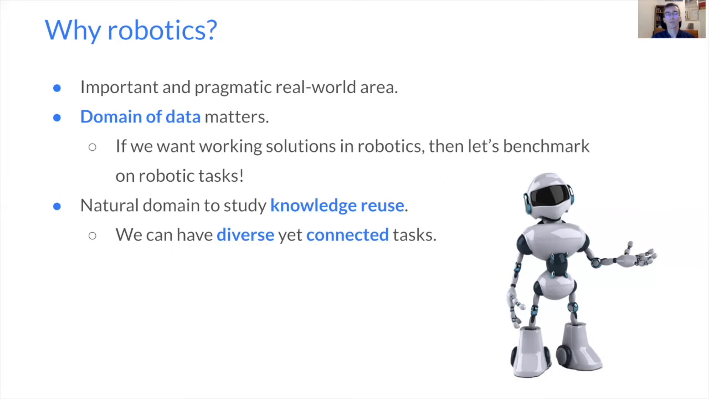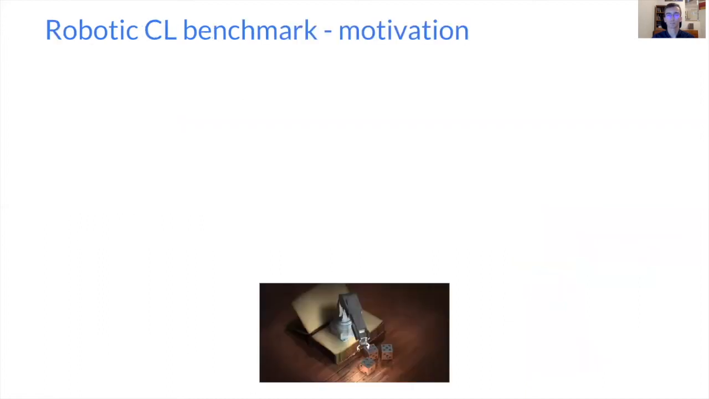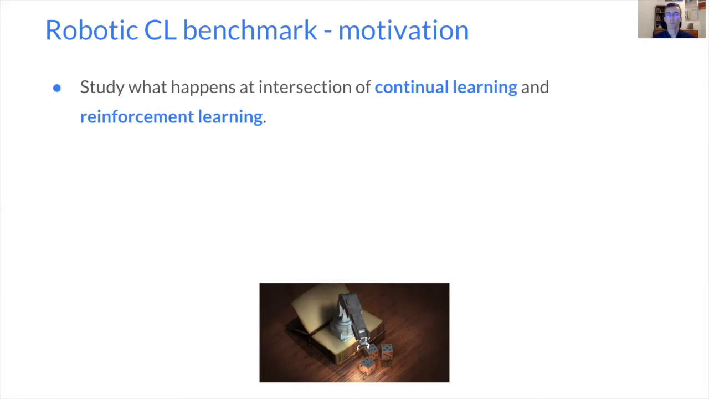This is because in robotics, we can have diverse yet interconnected tasks. So with this in mind, we wanted to design a new benchmark that will allow us to measure progress in continual learning. I want to talk a bit about our motivation. So first, we wanted to study what happens at the intersection of continual learning and reinforcement learning. This is somewhat under-researched, and in particular, there is currently no widely accepted benchmark.